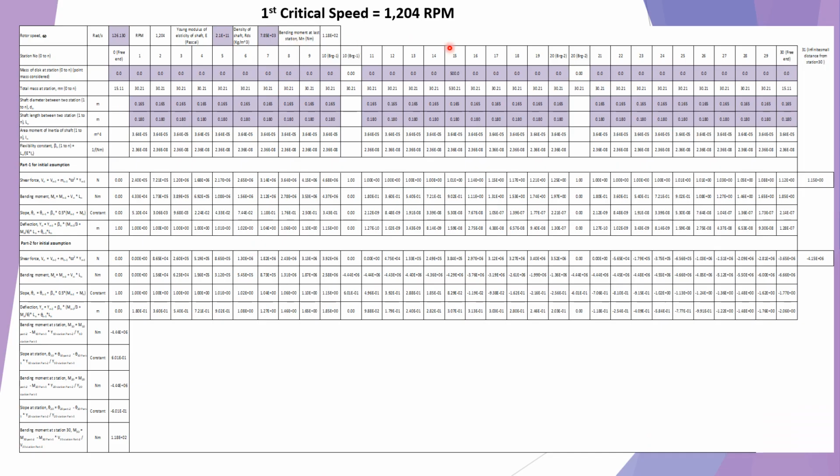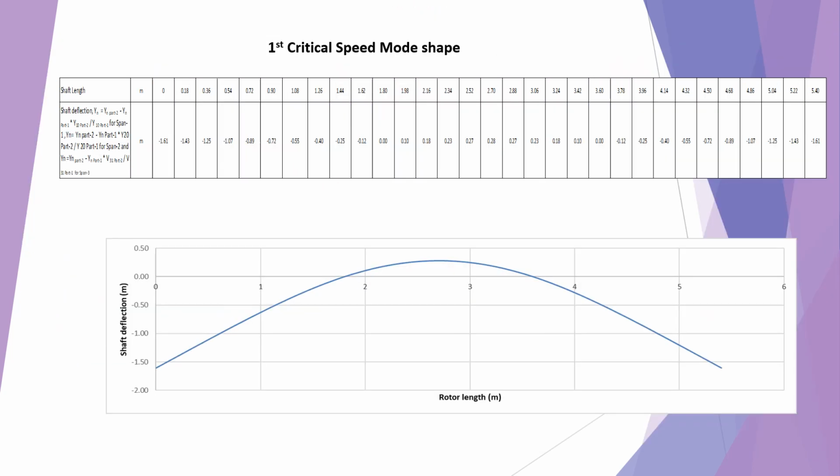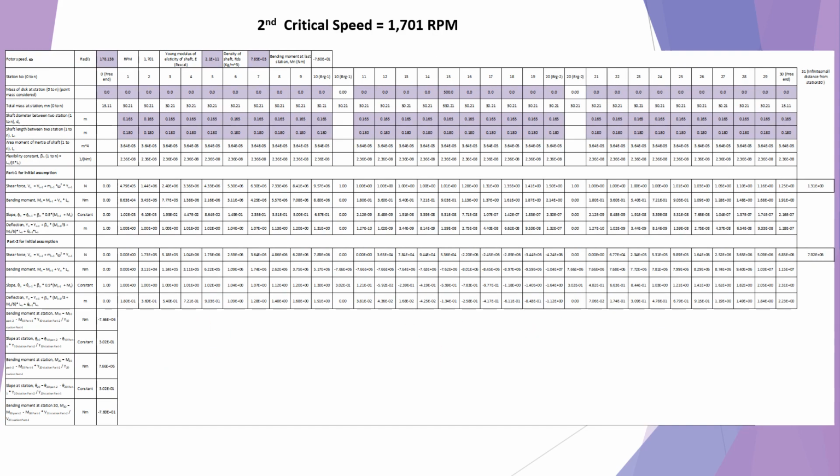So the first critical speed is 1204 RPM, where the bending moment at the last station, that is station number 30, is 0. This is called the first critical speed. This is the critical speed mode shape. X-axis is the length of the shaft and y-axis is the deflection of the shaft at different stations. So this is the mode shape for the first critical speed.